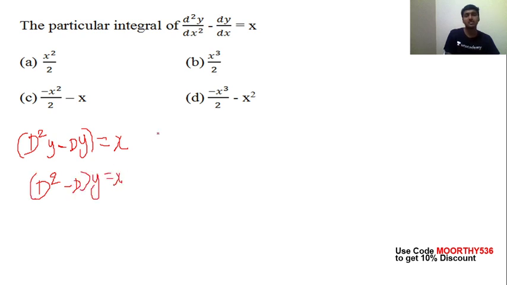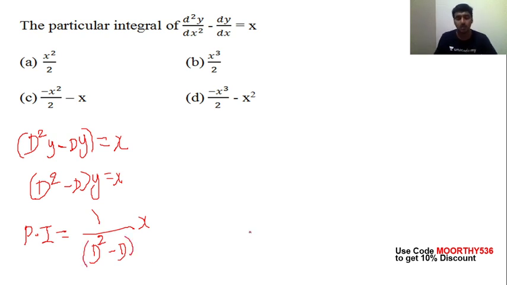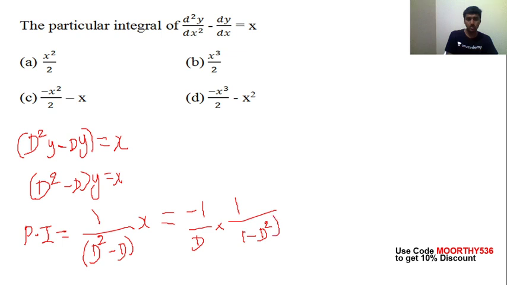The particular integral is given as PI. We know that PI is equal to 1 divided by f of D, which is 1 divided by (D square minus D) into x. Here the denominator we have to convert into the binomial expansion formula, 1 plus x or 1 minus x formula. I am taking this minus D outside. So it is equal to minus 1 divided by D into 1 divided by (1 minus D) .